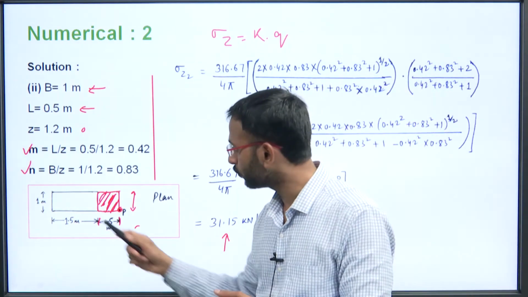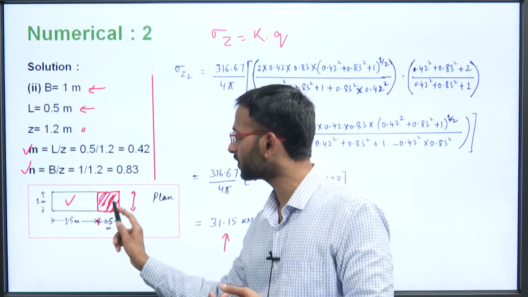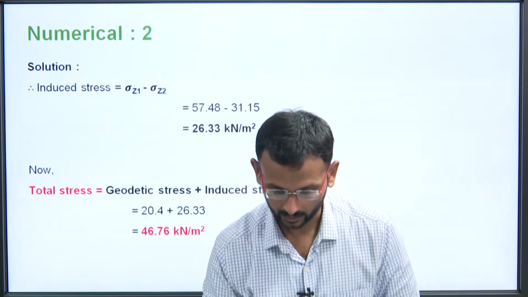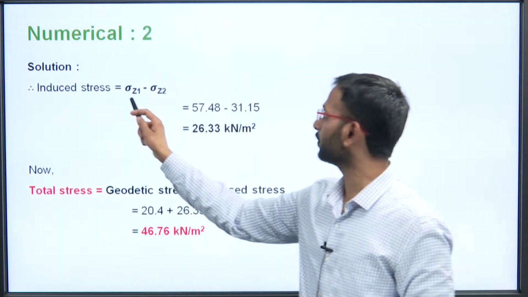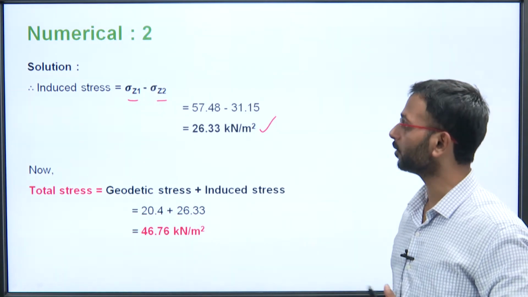Now what you need to find out is this one. The entire rectangle which you found out in the previous step, you subtract this smaller rectangle from it. So the induced stress is what? Nothing but sigma z1 minus sigma z2, that comes out to be 26.33 kilonewton per meter square.